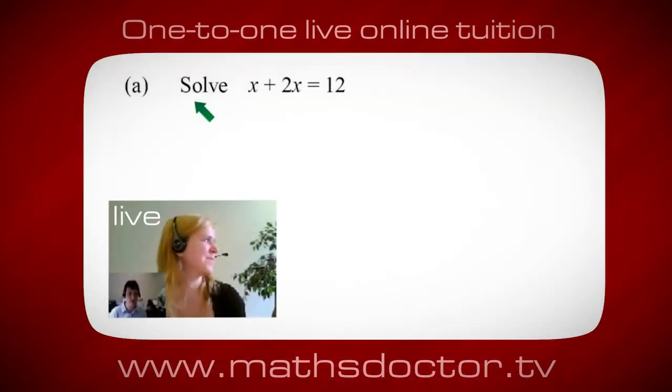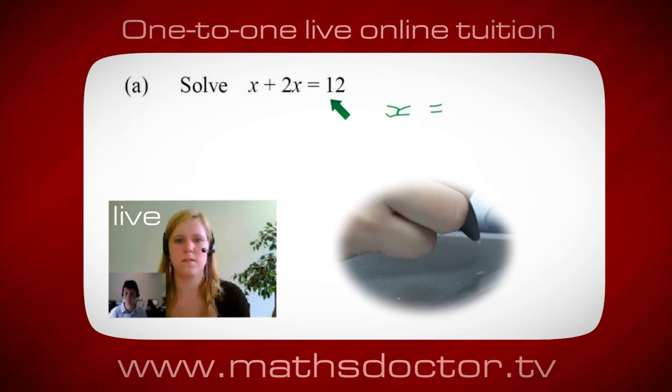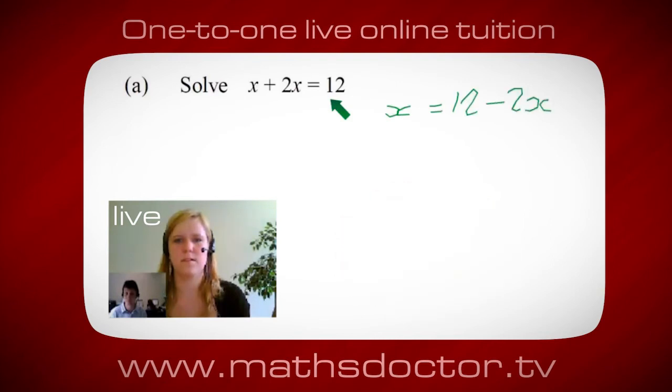Okay, Mary, so let's have a look at this one. Solve x plus 2x equals 12. So what do you think you do first? Okay, well, I want x on its own, so I would put x equals 12 minus 2x. Okay, a lot of the time we want to get x by itself, but what we want to do first is get all of these x's together. So can you see anything we can do with this? Get all these together in one place.